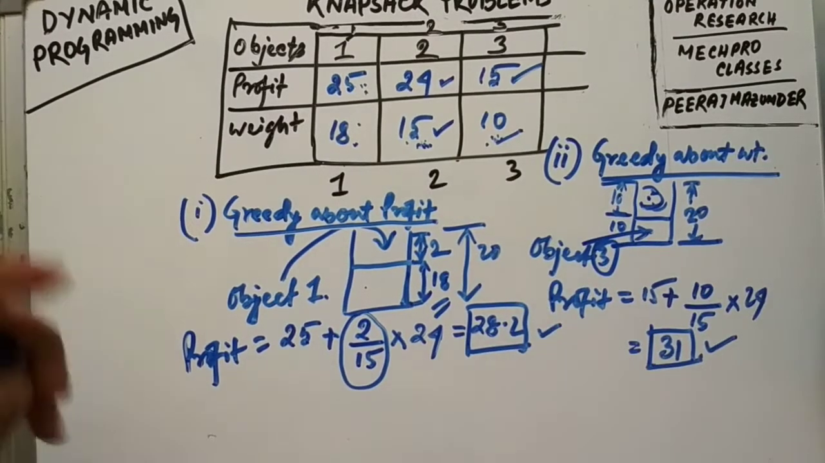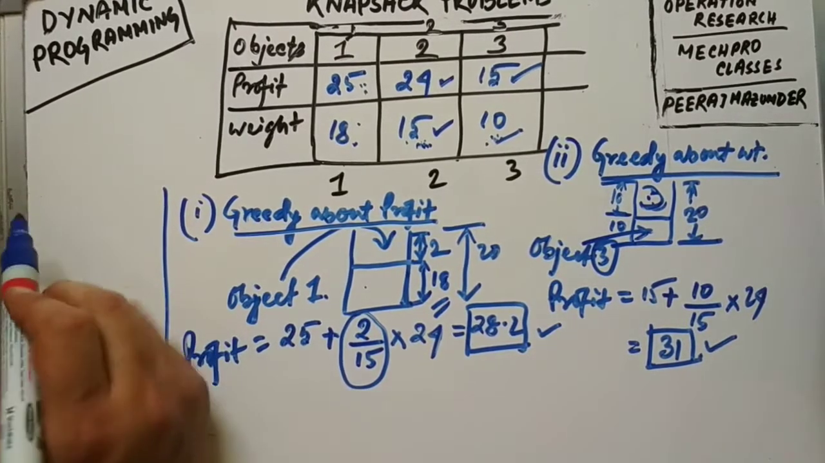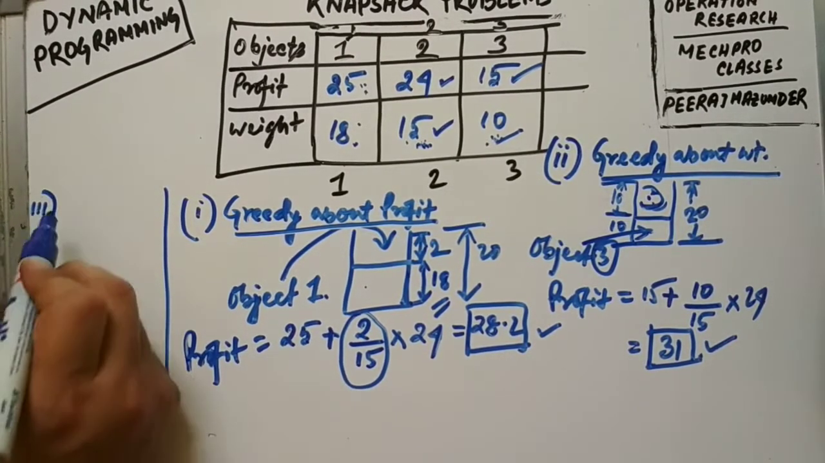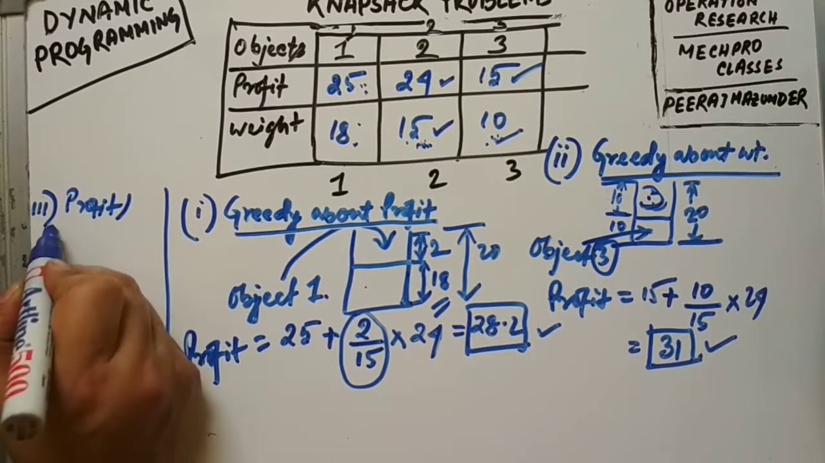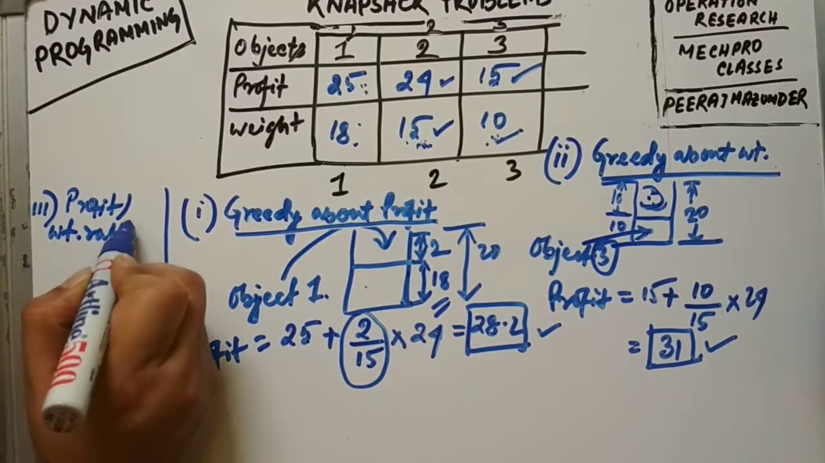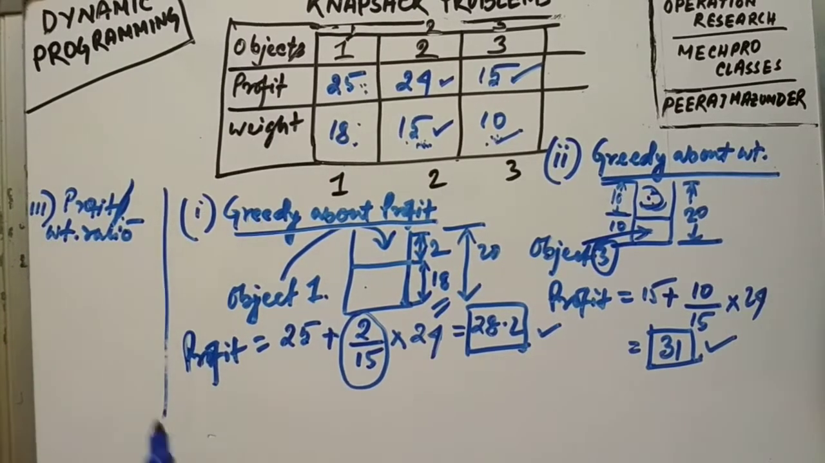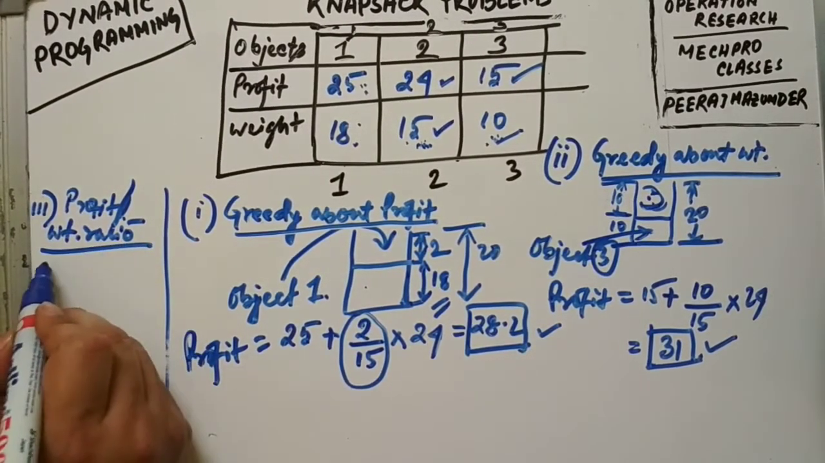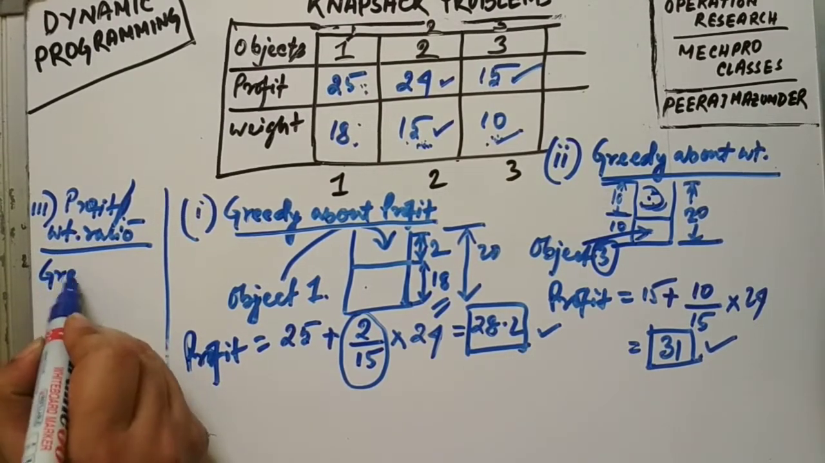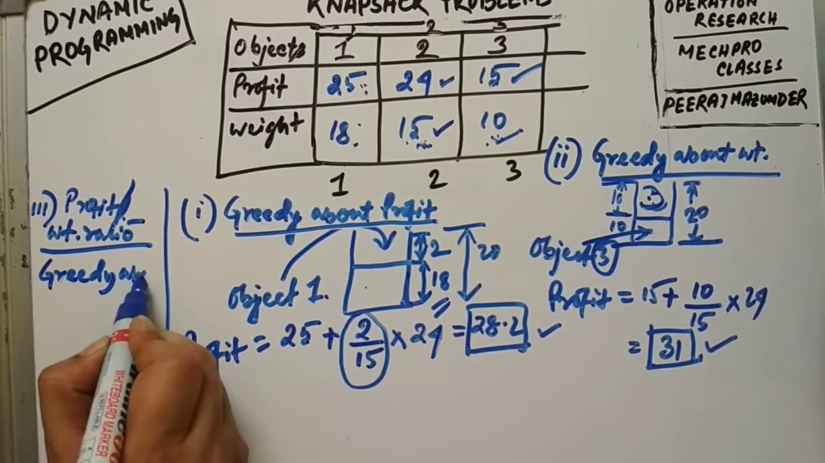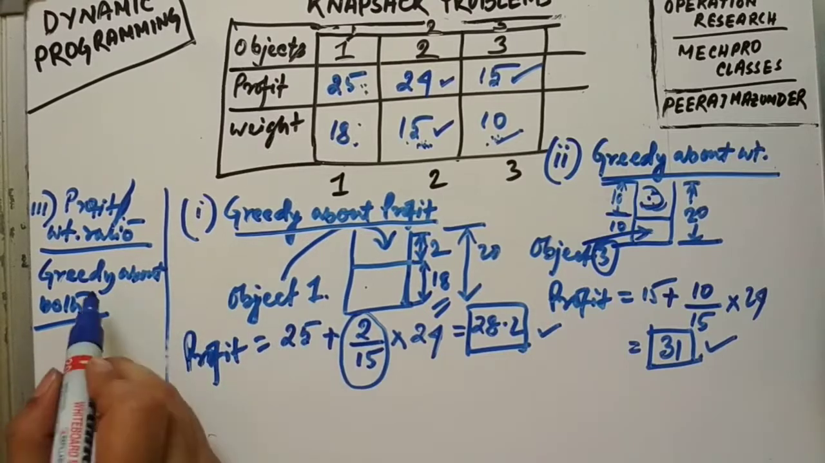I will find the profit by weight ratio as well. Let us see. We are having, I can write it as well, profit by weight ratio. So you see, this can also be termed as greedy about both. You can write greedy about both, that is profit and weight as well.